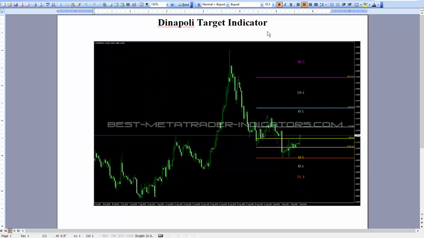This is another one that I'm interested in. It's the Dinapeli target indicator. It gives you the targets either for buying or selling. I'm going to have to run a check on this. I haven't tried it yet, but the ones I'm showing you here are ones that I'm going to be taking a look at in my spare time.